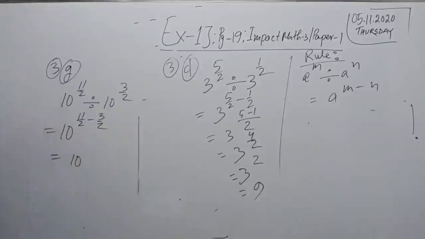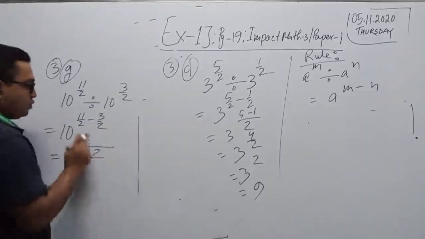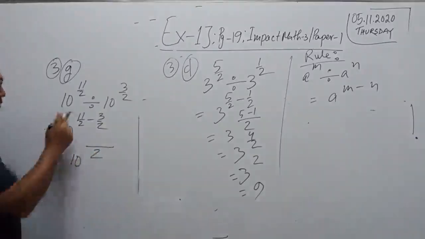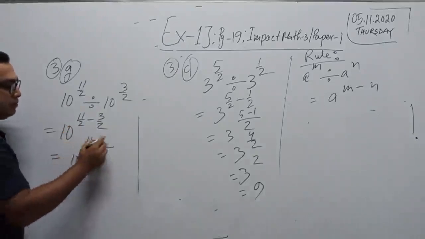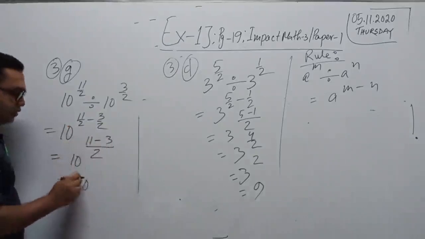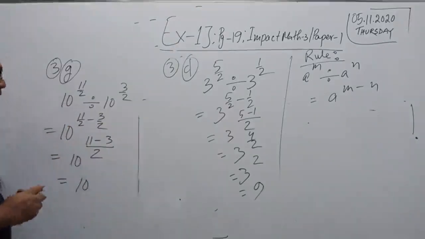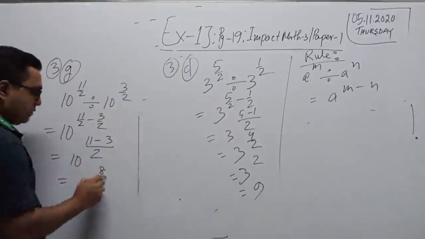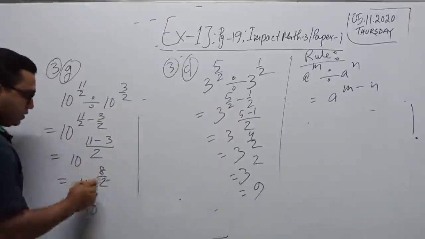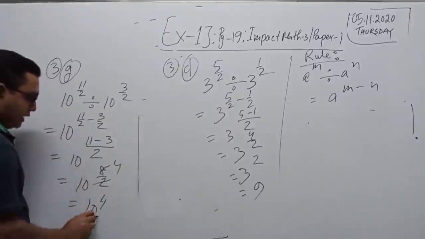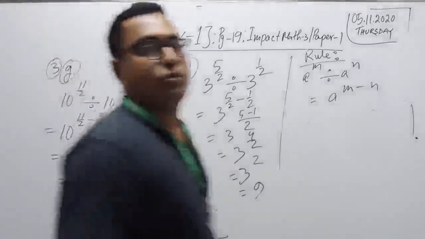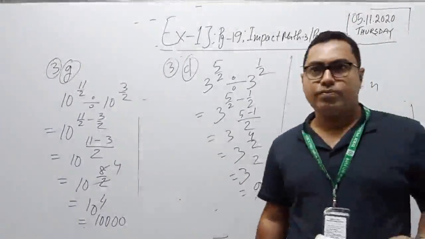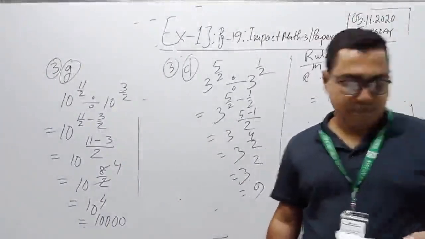Here 10 to the power of, 2 goes to 2 one time. 1 will be multiplied with the numerator. So 11 times 1, minus 3. So 10 to the power of 11 minus 3, 8 by 2. Here 2 goes to 8 4 times. Then 10 to the power 4, that means after 1 we have 4 zeros. How much time do we have?